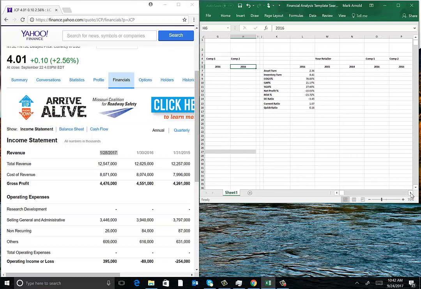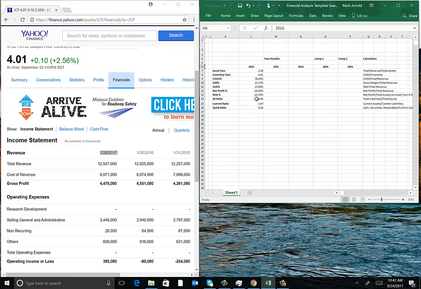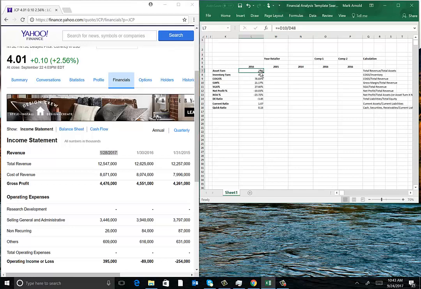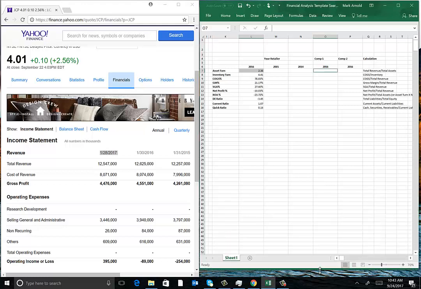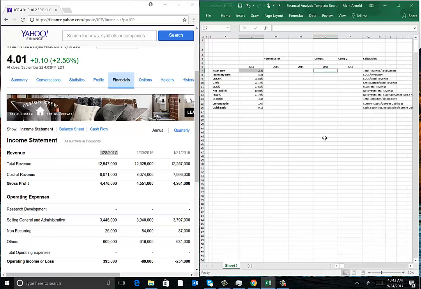Okay, and then you're going to calculate all of these ratios for your retailer for the past 3 years, and then your retailer against 2 of its major competitors for the current year only. Okay, and then you'll be able to begin to take a look across 3 years at how your retailer is performing, whether it's increasing or decreasing, and then you'll be able to compare your retailer in 2016 with your competitors on the same ratios, again, to give you a better feel. Okay, so that about wraps it up.